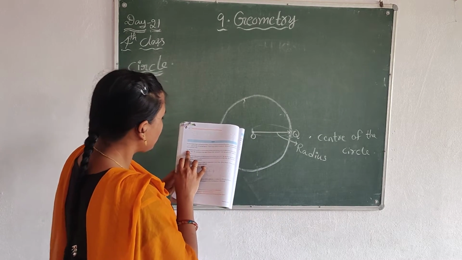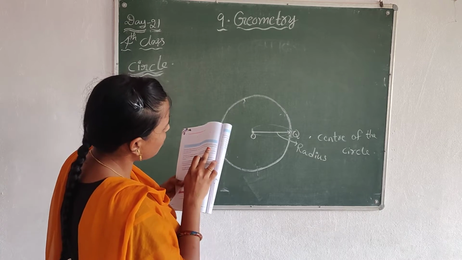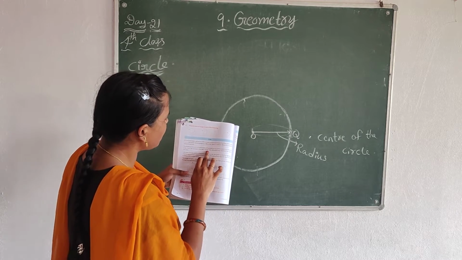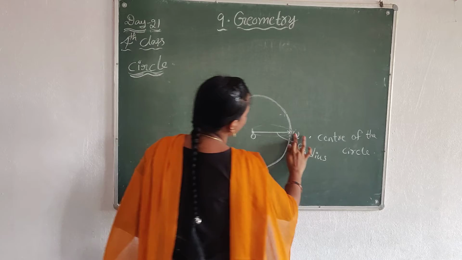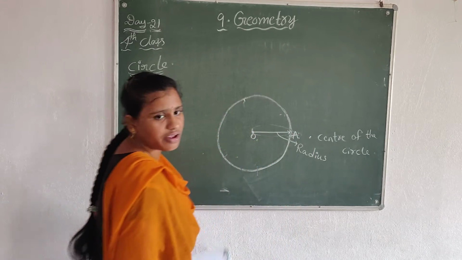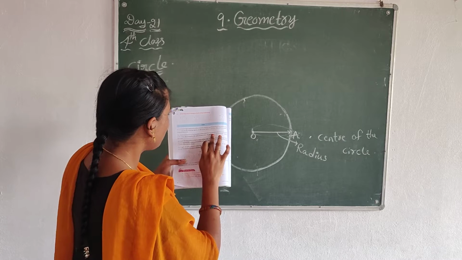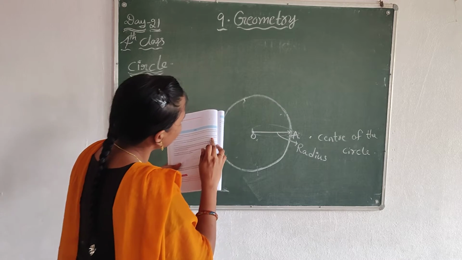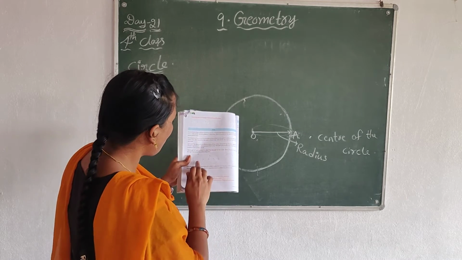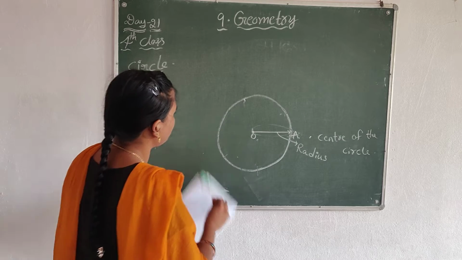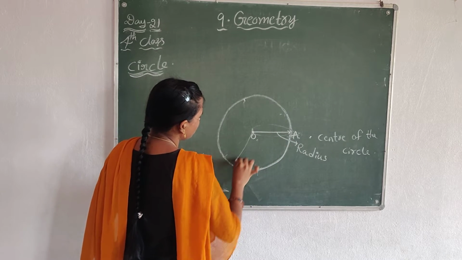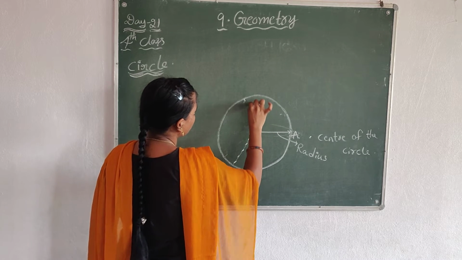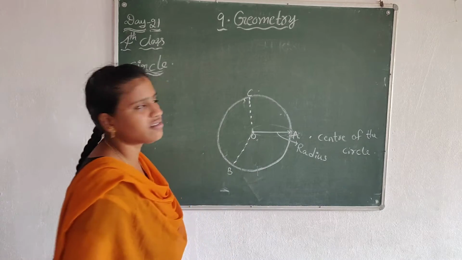This point is called the center of the circle. Thus, OA represents the radius of the circle. Put A. OA represents the radius of the circle. And see, OB and OC also represent the radius of the circle. OA, OB, OC represent the radius of the circle.